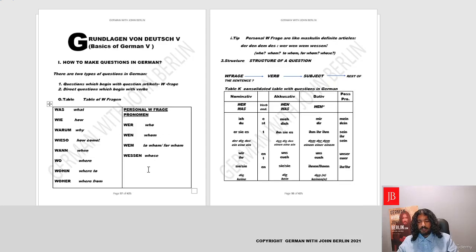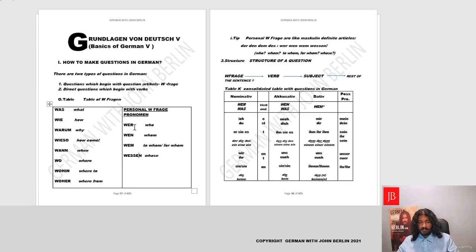It's called the personal W-Frage pronomen. These are also the W-Frage pronomen, but they're related to the personal pronouns. They are the basic questions of the personal pronouns. For example, who in German is wer. Yes. Whom in German is wen. To whom, for whom in German is wem, and whose in German is wessen. Yes, you're thinking correctly. Since till now we had been using the English words who, whom, to whom, for whom, and whose. Now we are using the German words wer, wen, wem, wessen.